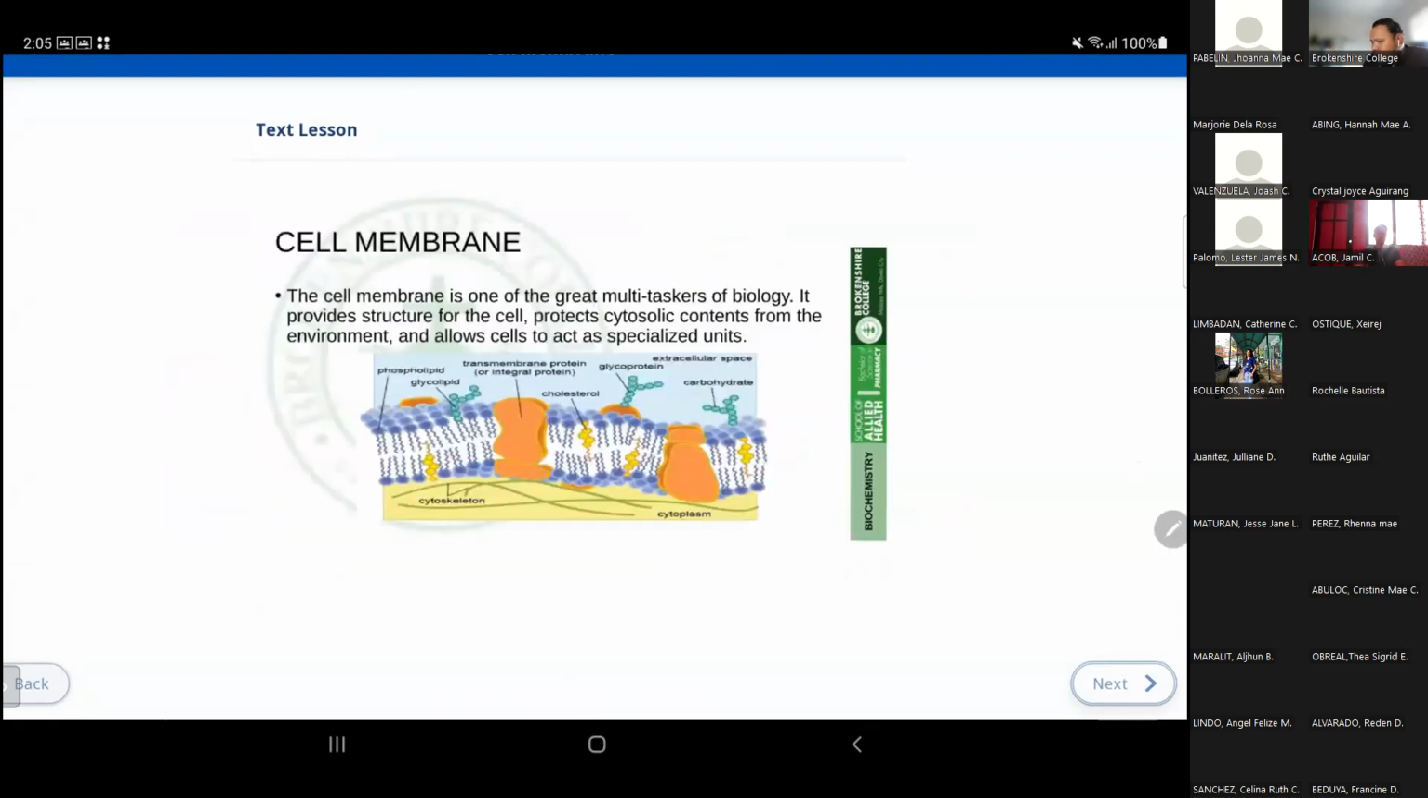So again, the cell membrane is one of the great multitaskers of biology. It provides structure to the cell, protects cytosolic contents from the environment, and allows cells to act as specialized units. Okay. So, anong ibig sabihin itong protect cytosolic content from the environment? Ibig sabihin yan, the cell membrane protects the content of the cell from leaking. Okay? It protects the cell content from leaking outside. So, yun yung isang function ng ating cell membrane.